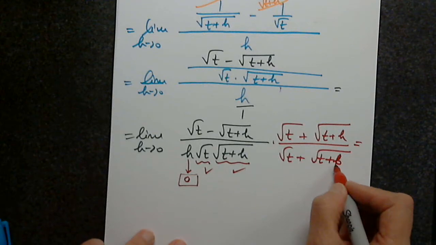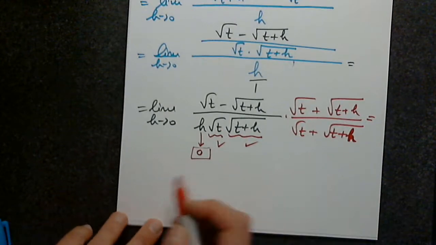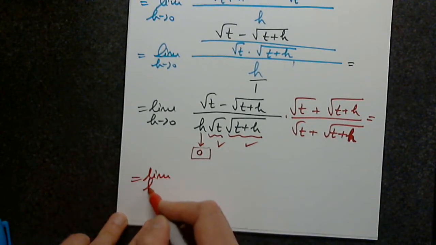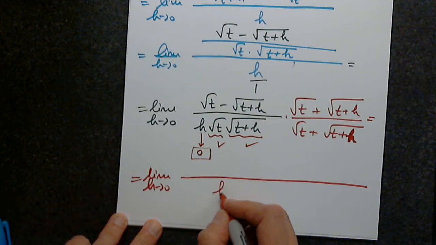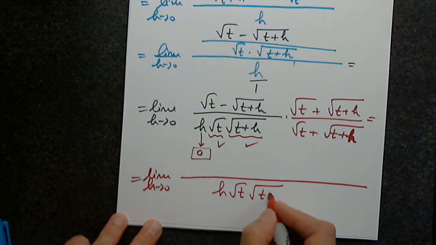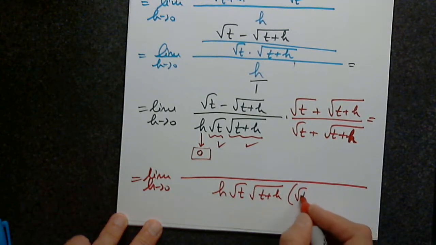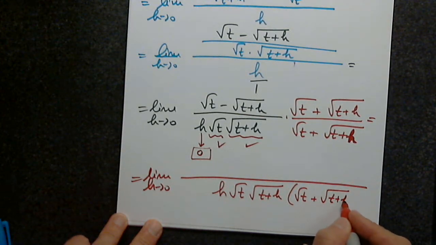Excellent. Good. So now I copy the denominator, h, the square root of t, the square root of t plus h, the square root of t plus the square root of t plus h.